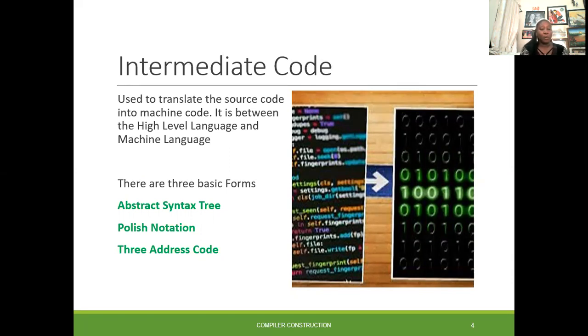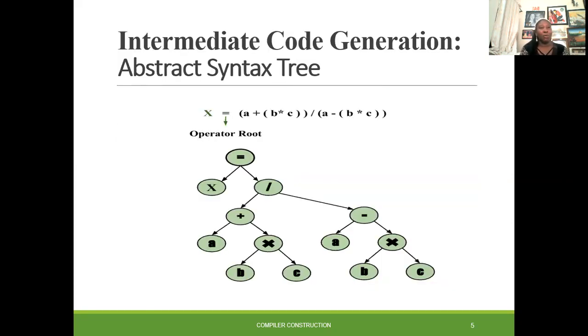There are several ways of representing intermediate code. Number one, we have the abstract syntax tree, we have the Polish notation, and we have the three address notation. We'll look at them briefly, not in so much detail, because this will come up when we're taking intermediate code generation as a specific subtopic in compiler construction.